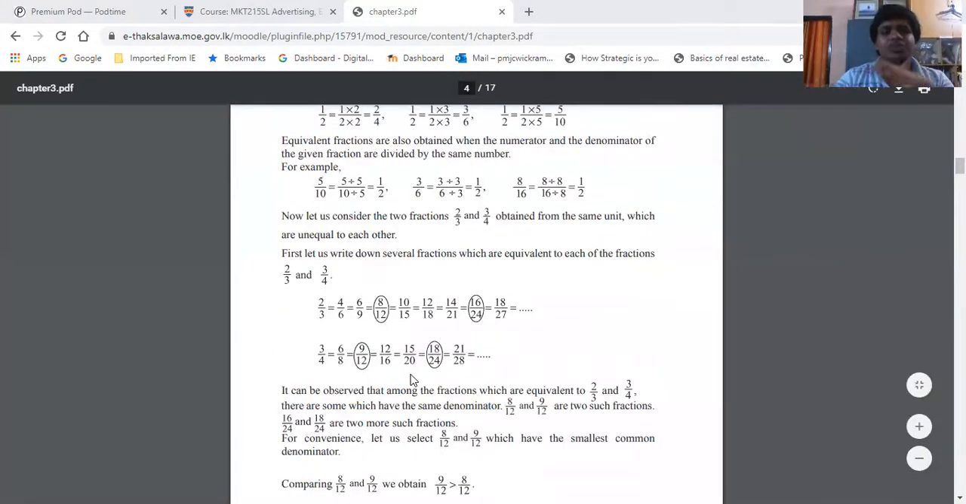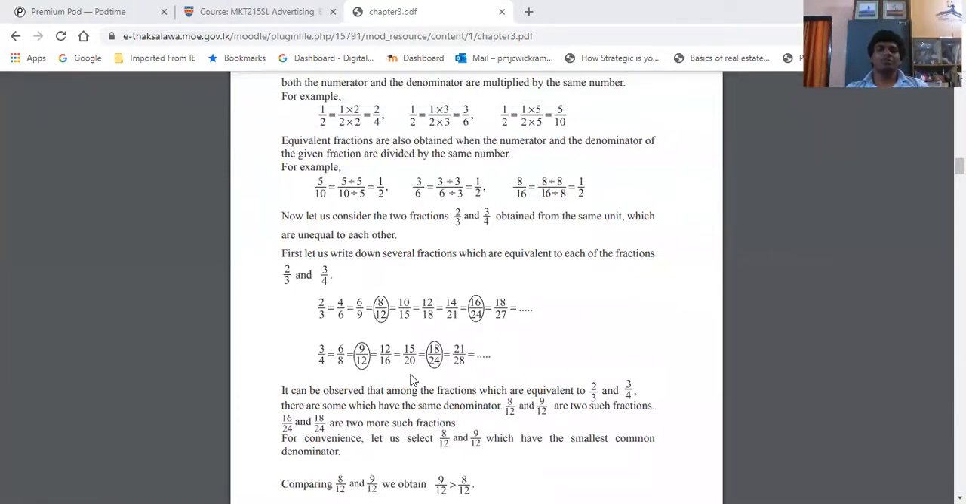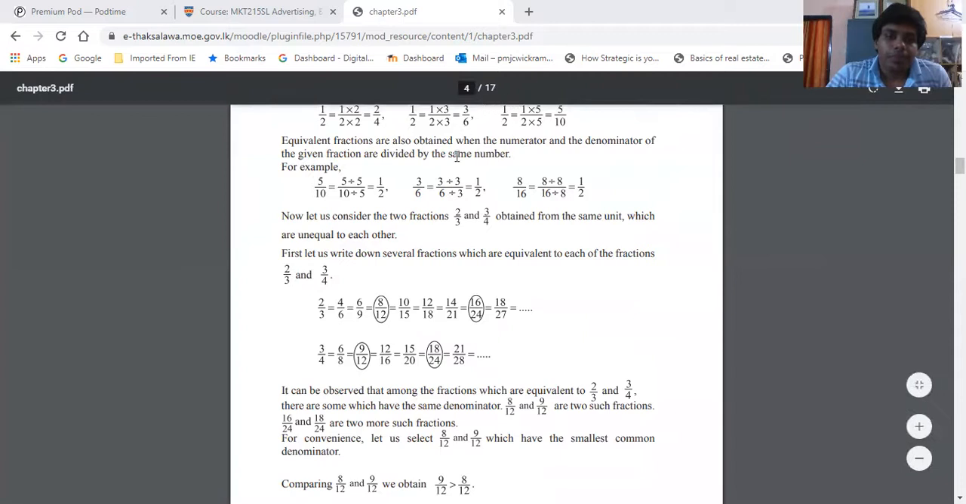Now let us consider the two fractions 2/3 and 3/4 obtained from the same unit, which are unequal to each other. First, let us write down several fractions which are equivalent to each of the fractions 2/3 and 3/4. What they have done is multiply by 2 and they have got 4/6. They have multiplied by 3, they have got 6/9.